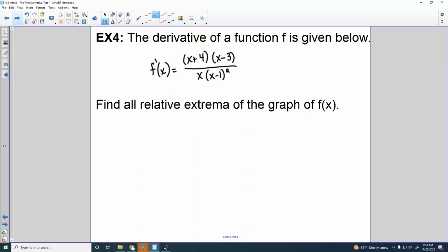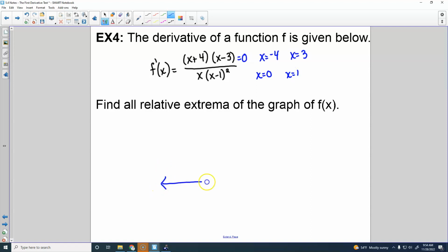Number 4 looks worse, but it's actually not, because what have they given us for 4? They gave us the derivative. You don't have to find the derivative. So if this is the derivative, you could go straight to making your chart. If we set this numerator equal to 0, we'll get x equals -4 and x equals 3. If we set the denominator equal to 0, we'll get x equals 0 and x equals 1.